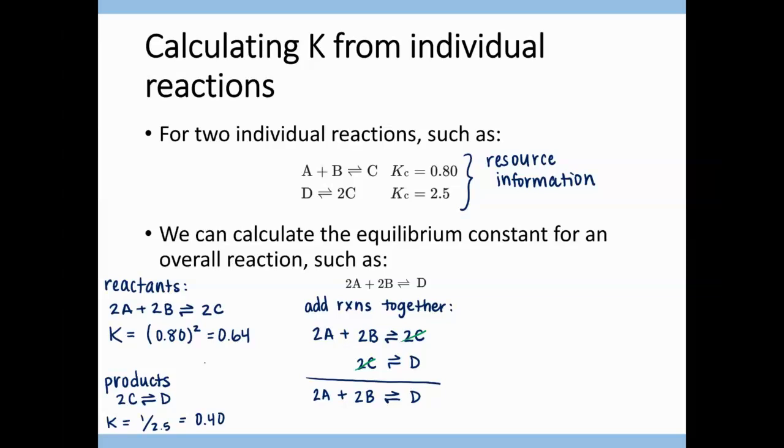But either way, once you get here, now we have to think about the K values and what this means. So K for that first reaction is 0.64. K for the second reaction is 0.40. K for the overall reaction: we added these reactions together to get the overall reaction. K values are multiplied. So we'll multiply 0.64 by 0.4, and that will be the overall K value.